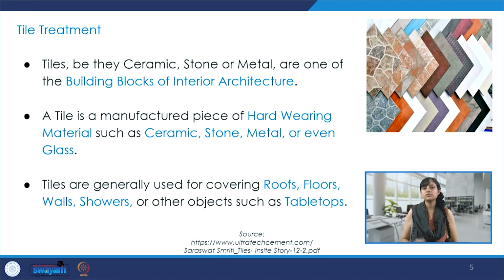So let's see the tile treatment and first, just to begin with, what a tile is: a manufactured piece of hard wearing material. It could be ceramic, stone, metal, it could be even glass. And tiles are very important in the field of interior architecture. And they could be used for covering roofs, floors, walls, showers. They could also be used for countertops or tabletops.